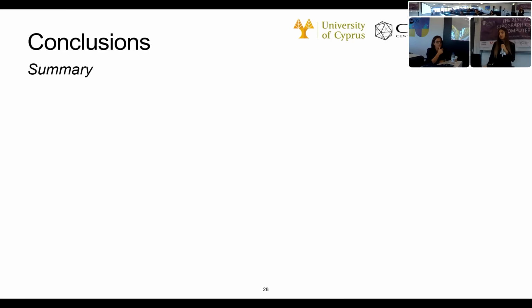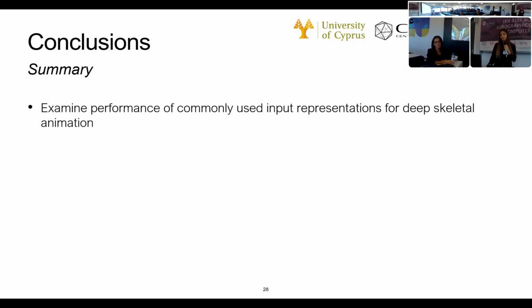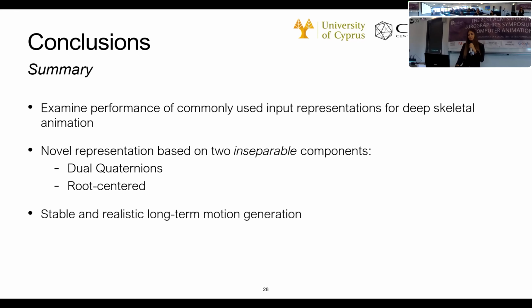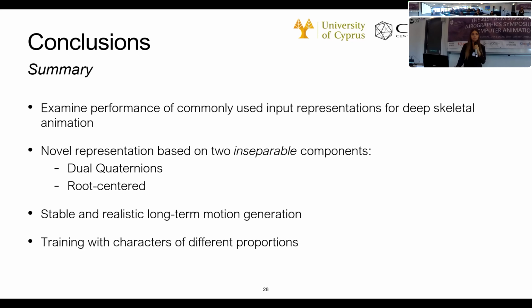To summarize, in this work, we study the performance of commonly used input-pose representations and losses, which are adopted in deep skeletal animation. In addition, we propose a novel skeletal representation and examine its performance both quantitatively and qualitatively. We observe that it leads to the generation of more stable and realistic motion. This is attributed to 2 inseparable components, the adaptation of dual quaternions and the root-centered system. These allow us to implicitly exploit the spatiotemporal nature of motion through rotational and positional losses. Finally, we show that our representation enables training on different skeletons with varying body proportions.